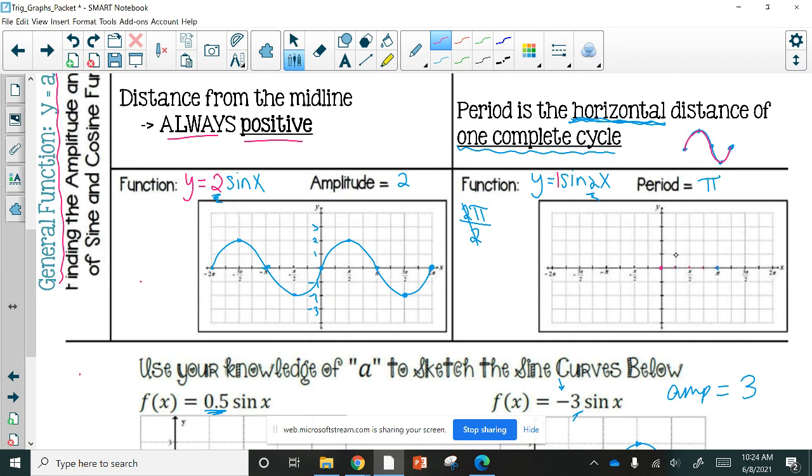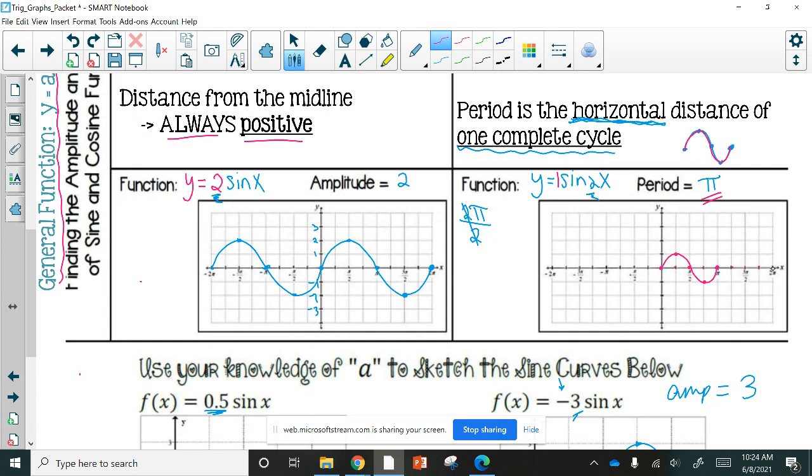So you go up to 1 for your maximum, back to your midline, down to -1 for your minimum, back to your midline. This is one cycle that ends at pi. This is one complete cycle for sine that ends at pi, has a period of pi. However, we have to fill in this whole graph, so keep going.